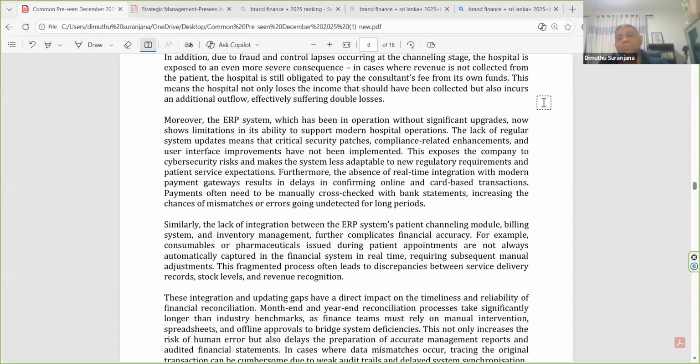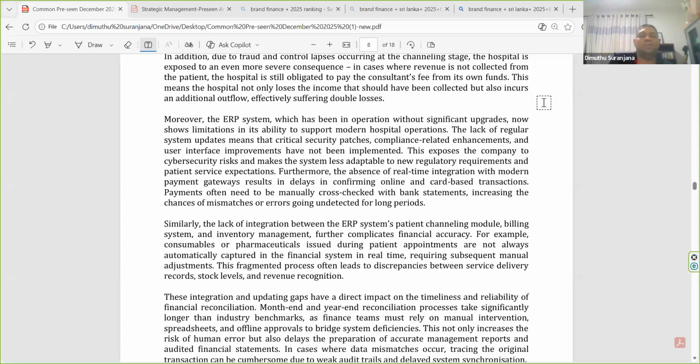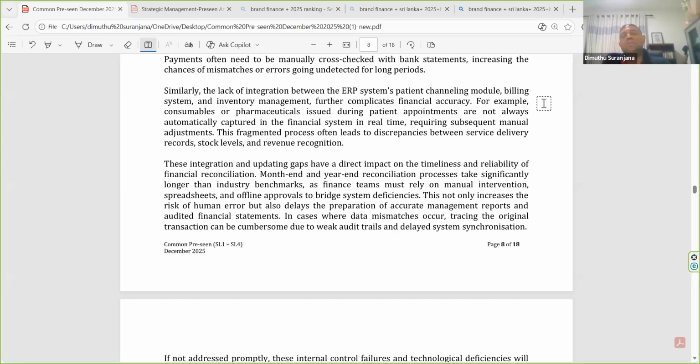Compliance risk also, and patient service expectations. Operational risk. Furthermore, the absence of real-time integration with the modern payment gateways results in delays in performing online card-based transactions. So, there is no real-time integration with the payment gateway. So, those are creating problems. Payments often need to be manually cross-checked with bank statements, increasing the chances of mismatches or errors not being detected for a long period. Similarly, the lack of integration between the ERP system, patient channeling module, billing system, and inventory management further complicates financial accuracy. For example, consumables or pharmaceuticals used during a patient appointment are not always automatically updated to the finance system in real time.